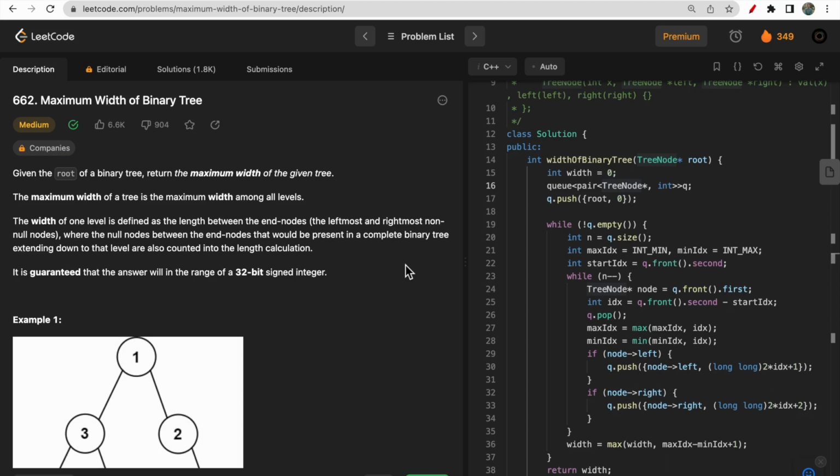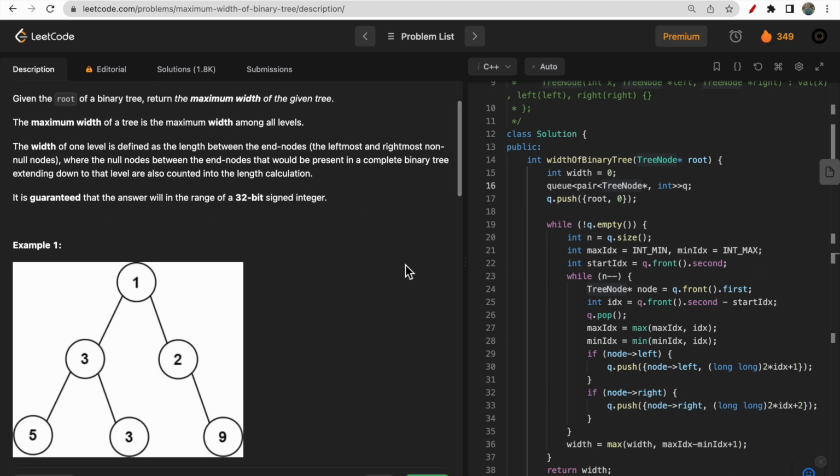Hello guys, welcome to LeetCodes, and in today's video we will discuss LeetCode question 662 that says maximum width of a binary tree. So guys, here you are given the root of a binary tree and you need to return the maximum width of the given tree.